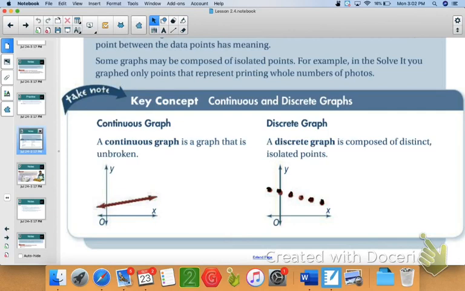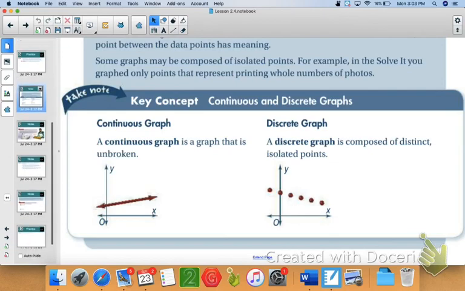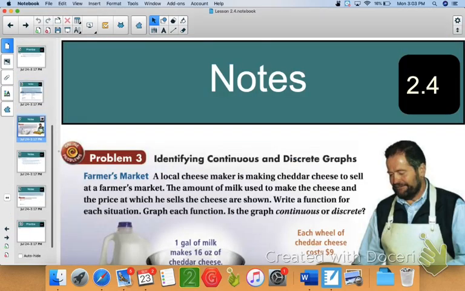But in a continuous graph where any number could make sense, like the concrete, you could have decimal amounts of concrete. You want to use a continuous graph, just a straight line like this. You are connecting all of the points. Okay, so let's look at a few examples, and then hopefully it will make more sense.